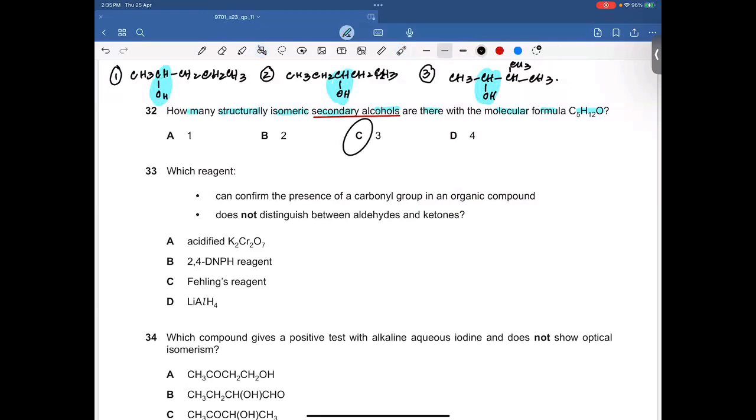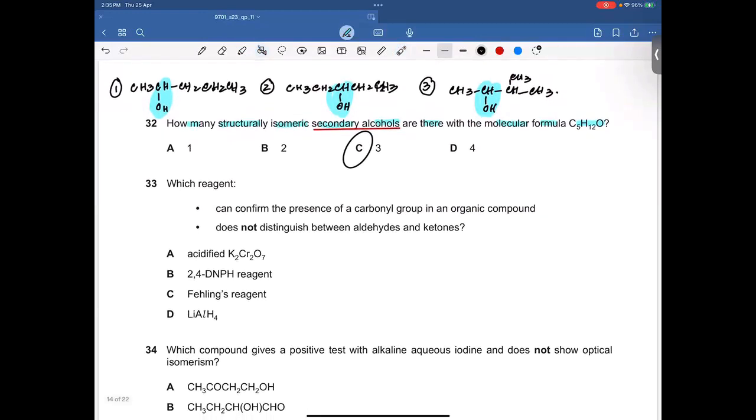Okay. But remember, secondary alcohol. How can I identify the secondary alcohol? OH attached to that carbon has only one hydrogen. Okay. That is the criteria of secondary alcohol. This criteria is the secondary alcohol.